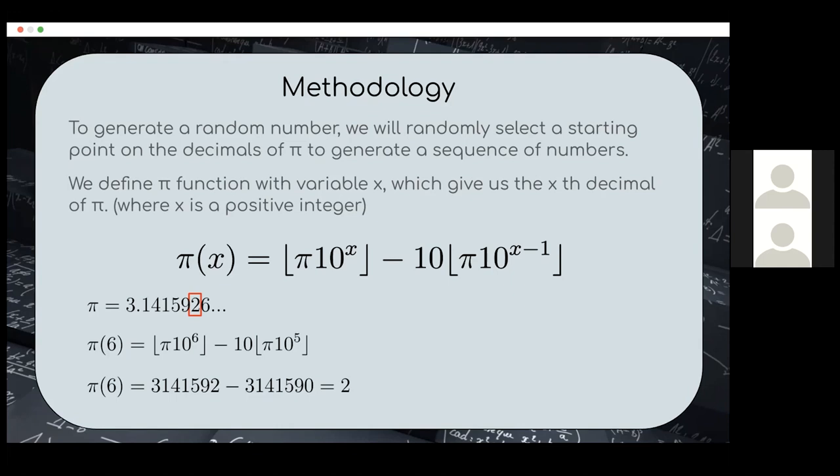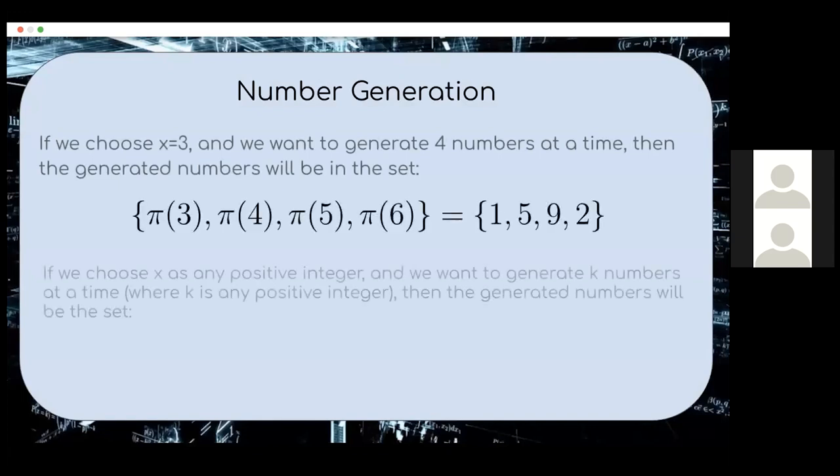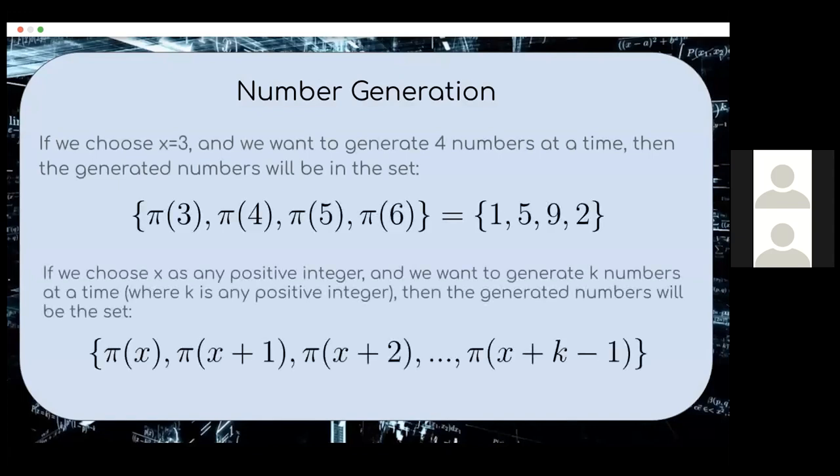So that's just one generation, right? So how do we create more generations? The way we can do it is we have two inputs, which are the x and the generation number, which can be defined as k. So for example, let's say we choose x equal to 3 and we want to generate 4 numbers at a time. So it's going to be x equal to 3 because that's the initial one, and then 4, 5, 6. And then we put those into our pi function. It should come out as 1, 5, 9, and 2, right?